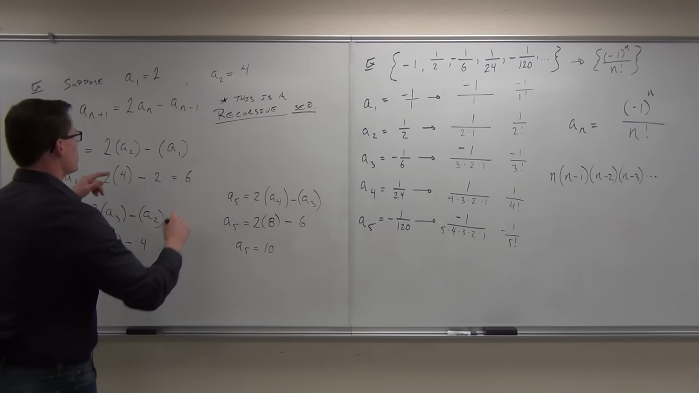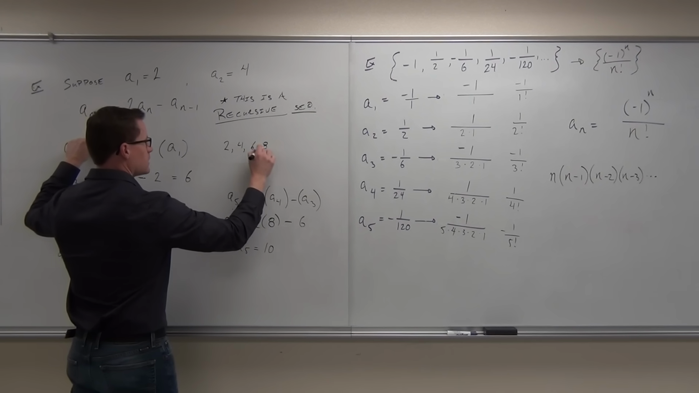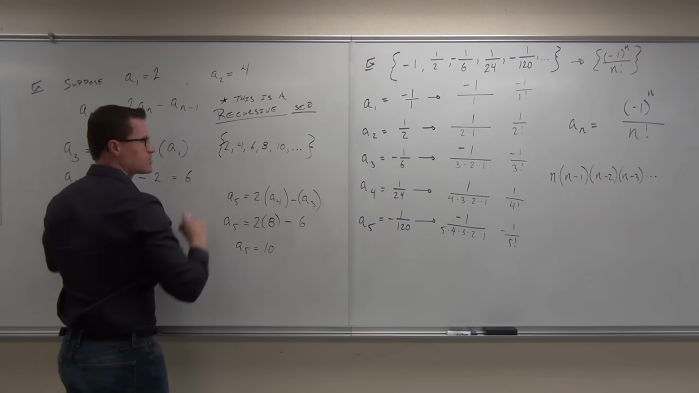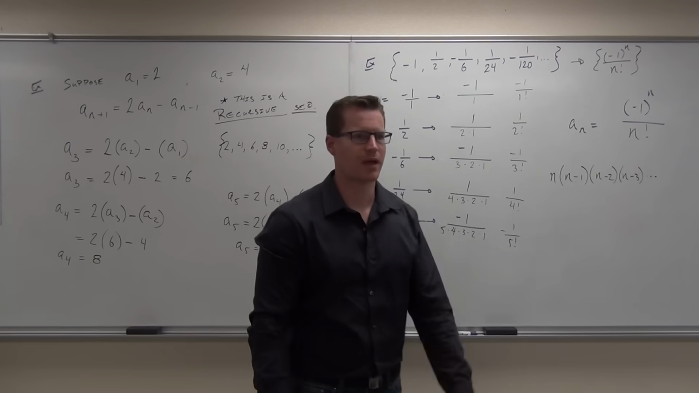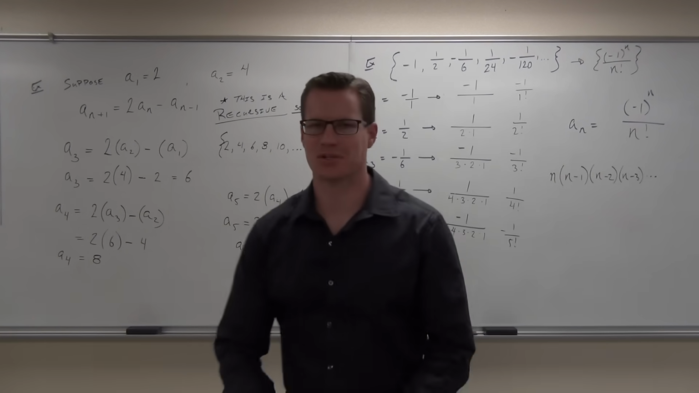So we know that this sequence goes like this. It goes 2, 4, 6, 8, 10, and it never stops. It's just the even numbers. That's exactly what that is. Show of hands, feel okay with this idea? All right, good deal.